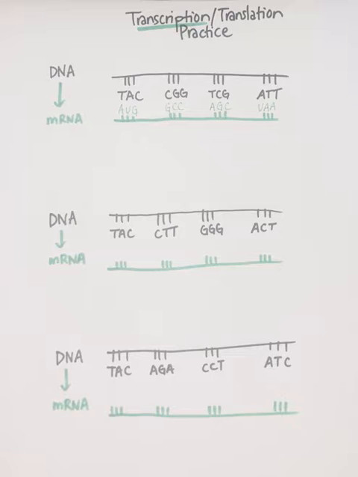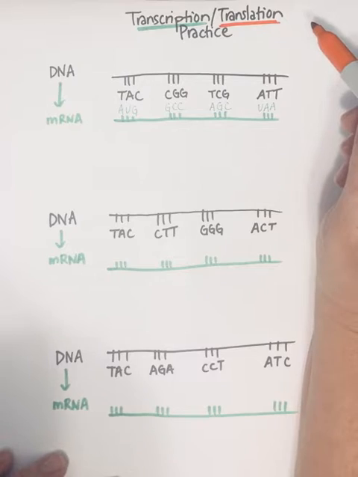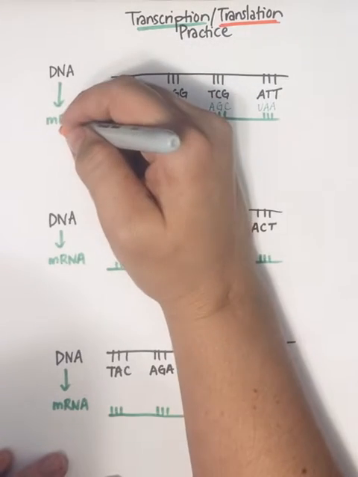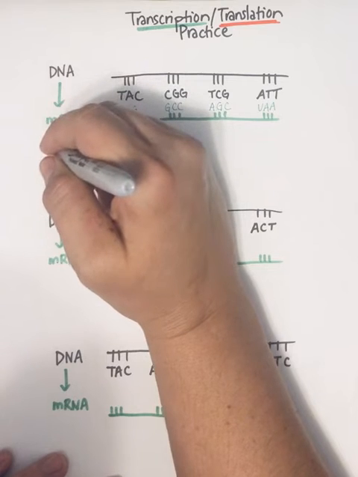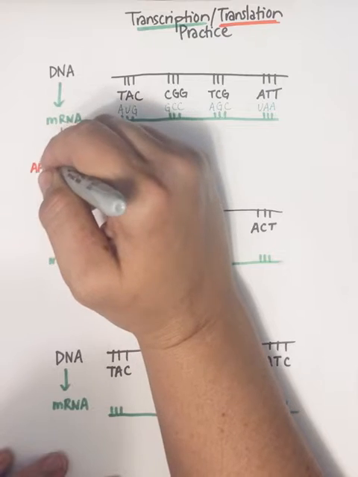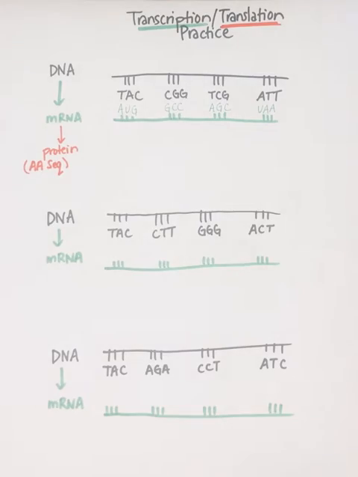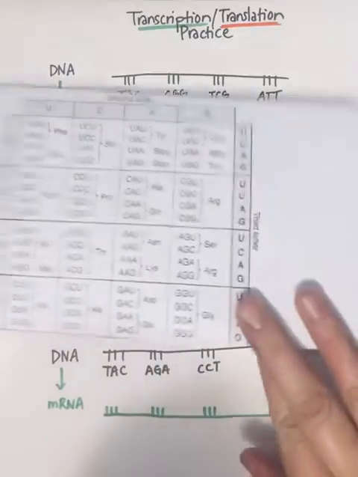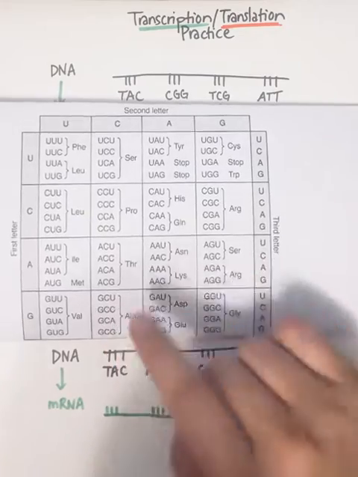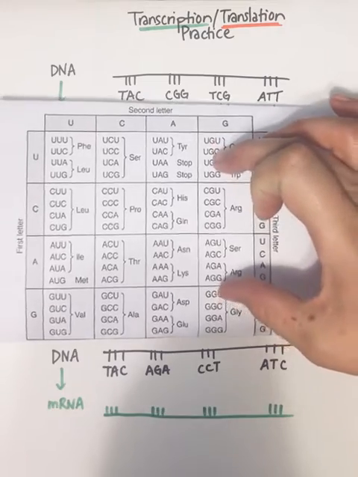Now, in order to go from mRNA to protein, which is going to be translation, you need to understand the genetic code. So translation is going to be using mRNA to figure out your protein. A protein is basically an amino acid sequence. So you use the genetic code. This is one example of how the genetic code would look. You can see that there are U's inside of the genetic code, which means this is from mRNA.